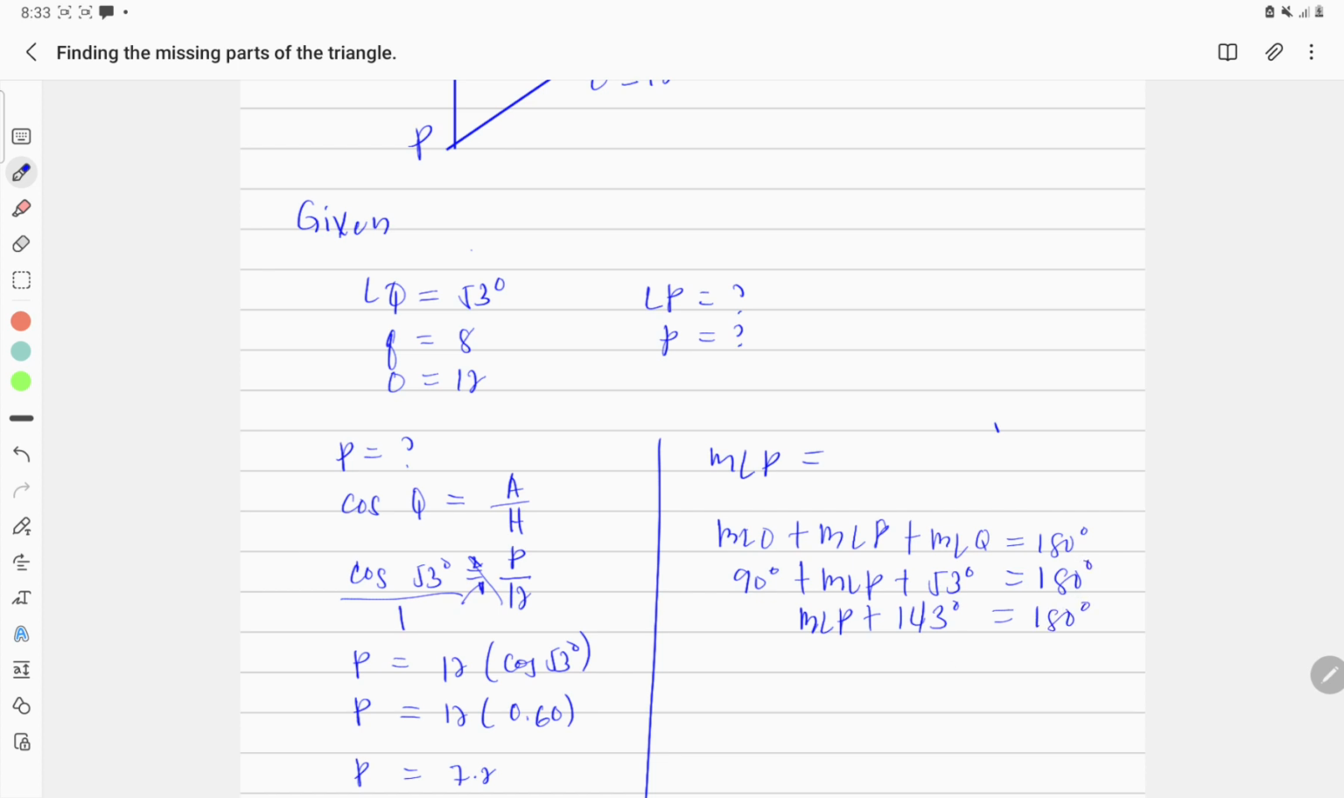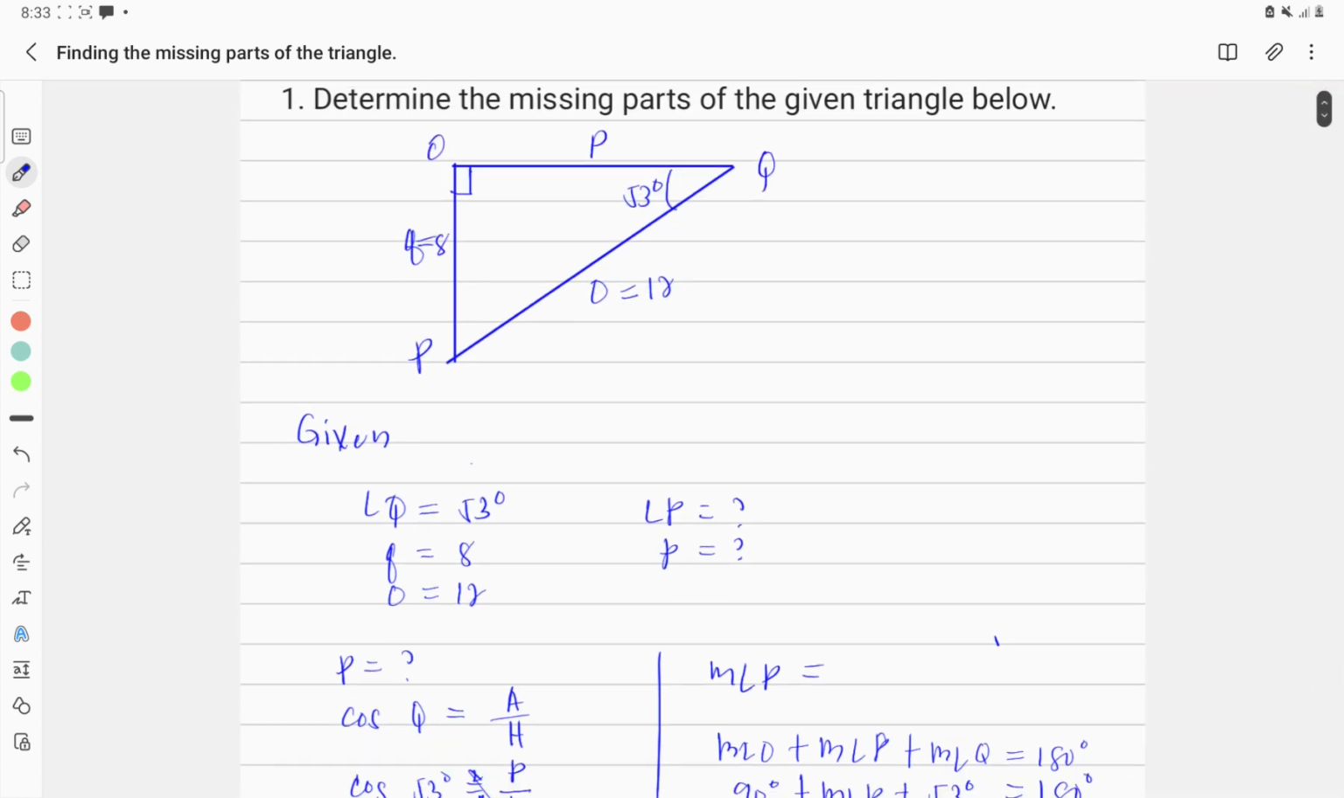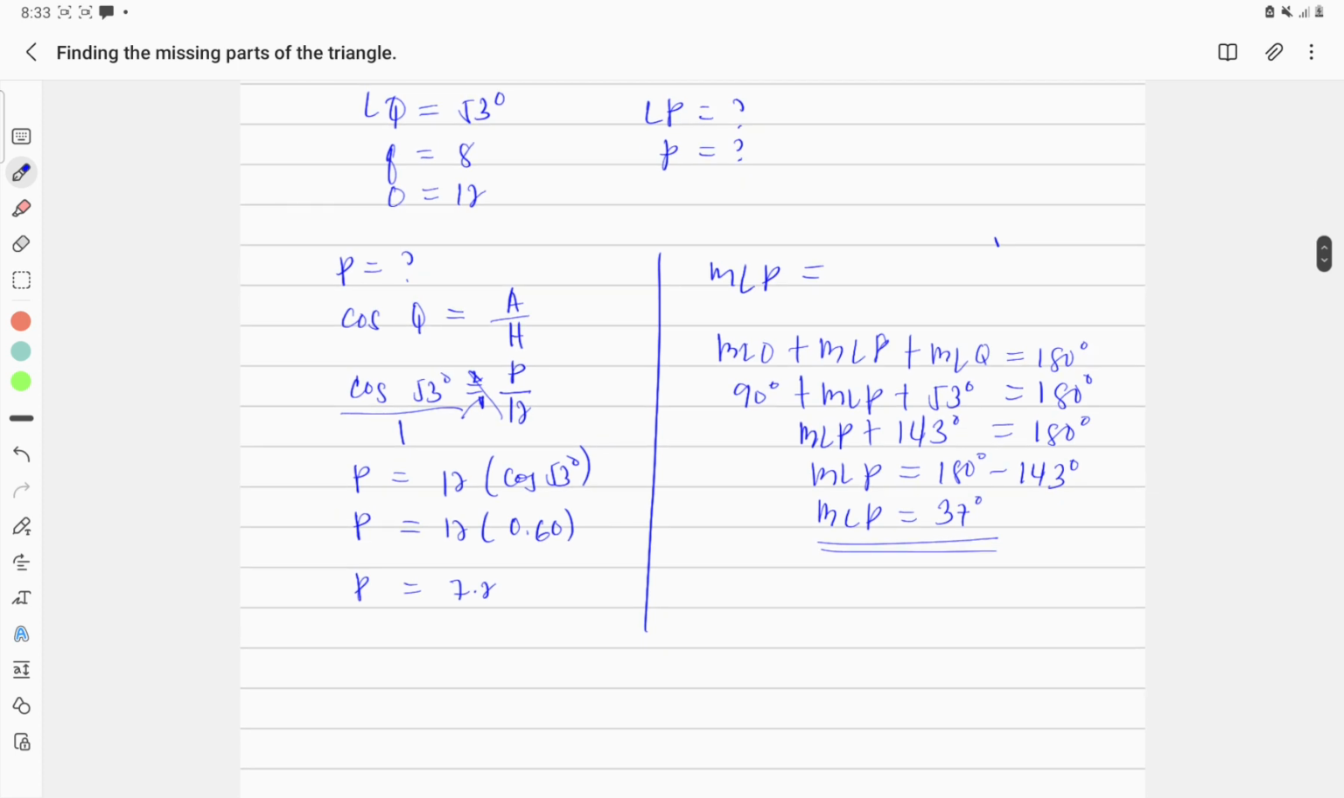Then we transpose 143 to the right. So the measure of angle P is equal to 180 degrees minus 143 degrees. Doing the simplification, you have 37 degrees for the measure of angle P in the given triangle.